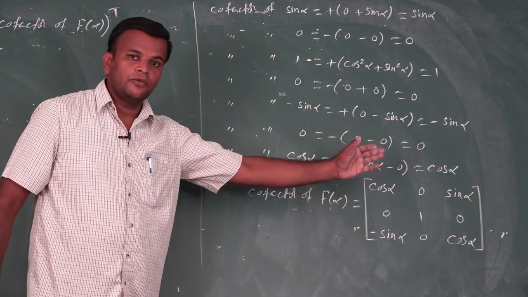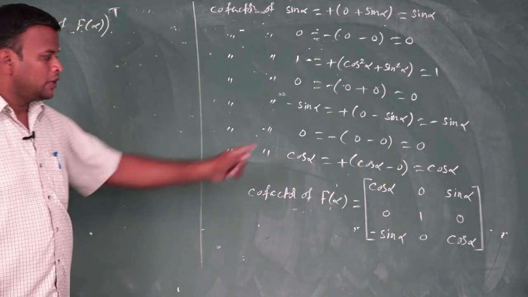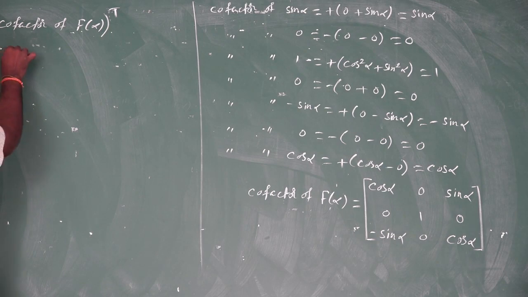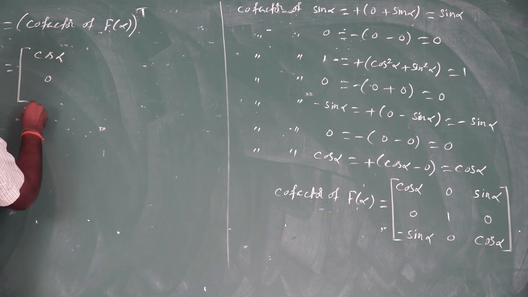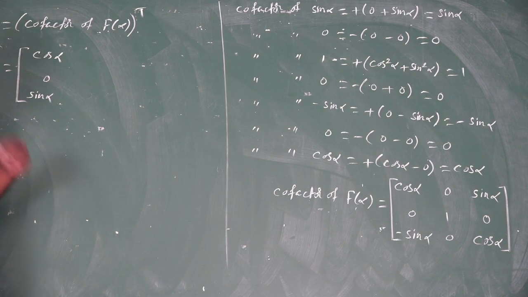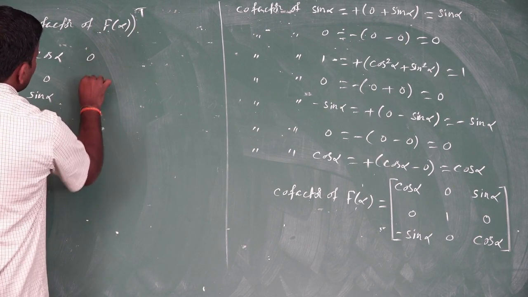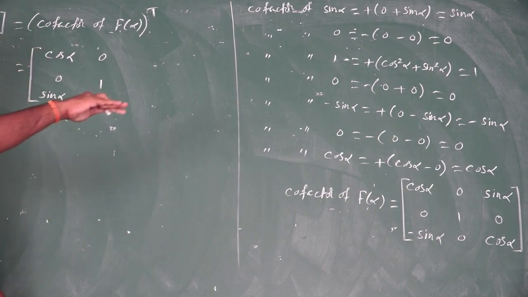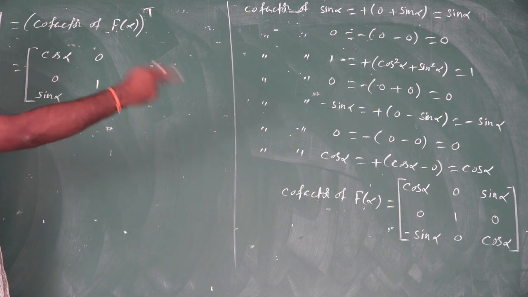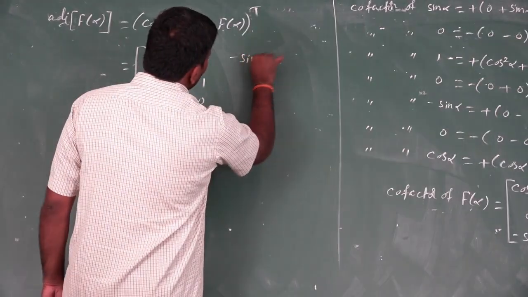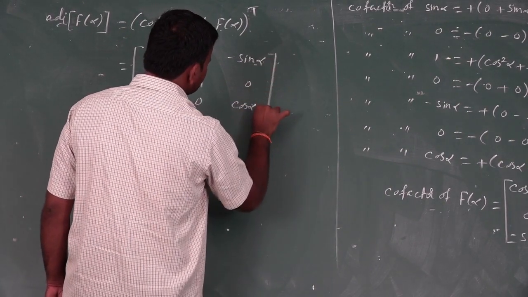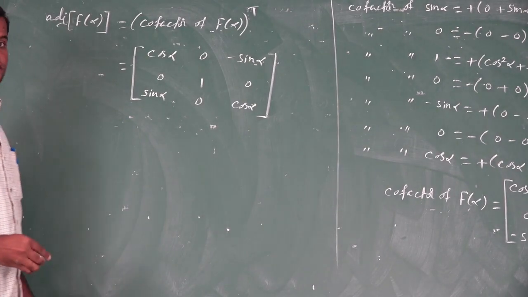So the first row becomes the first column. So cos alpha, 0, sin alpha occur in the first column. And the second row becomes the second column: 0 1 0. And the third row becomes the third column. What is the third row? Minus sin alpha, 0, cos alpha. So it is the value of the adjoint.